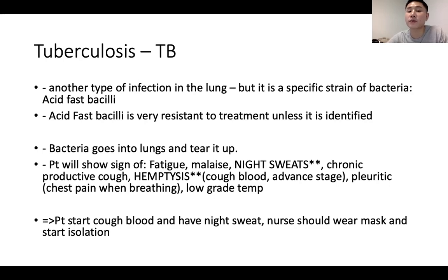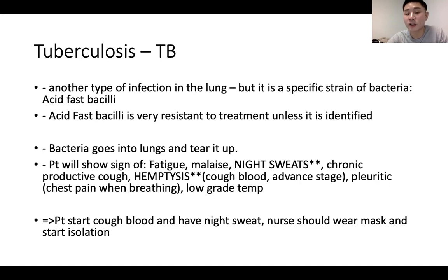The patient will show symptoms of fatigue, malaise, night sweats. I have 2 stars here, so definitely remember this classic sign, night sweats. They have a chronic productive cough and hemoptysis. Hemoptysis is cough of blood, and this is an advanced stage. I spelled it wrong, but it's hemoptysis. It's basically coughing up blood.